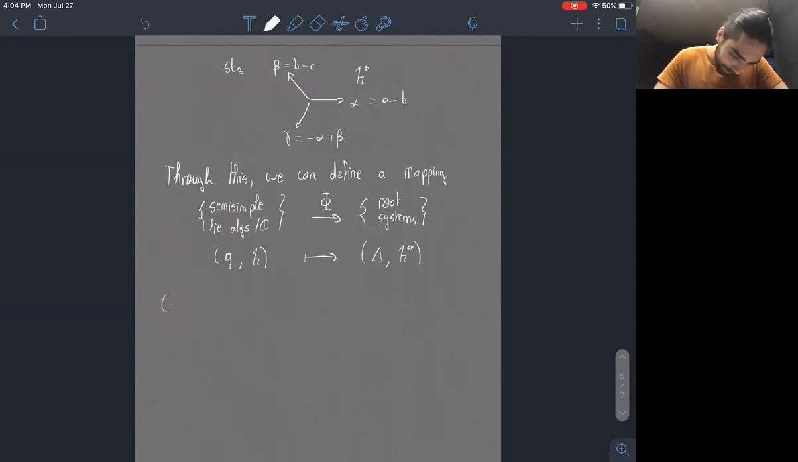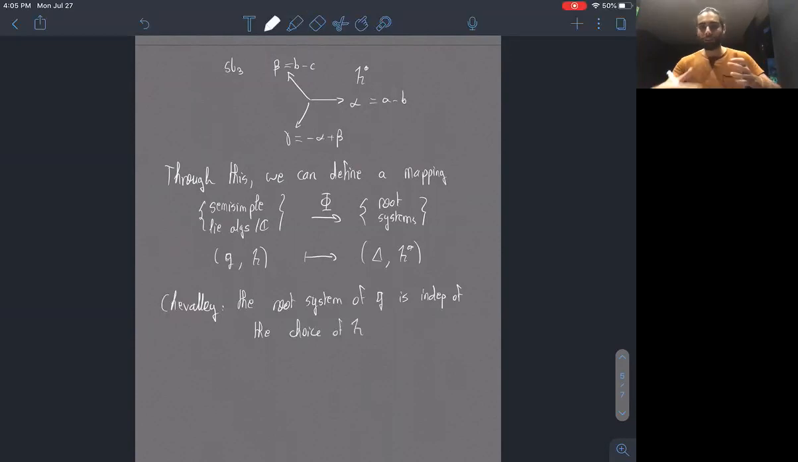And it's a theorem of Chevalley that the root system of G is independent of the choice of H. So this is actually a well-defined mapping. It doesn't matter which H I've chosen, which Borel I've chosen.